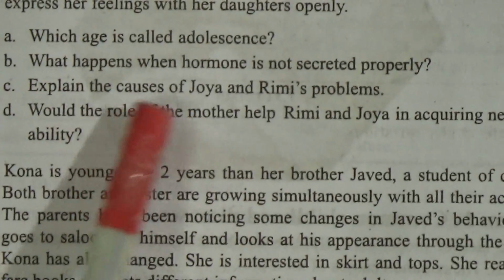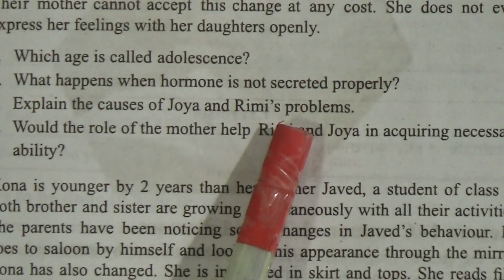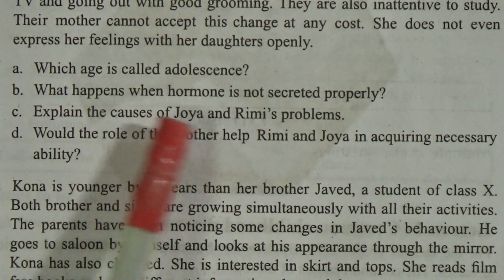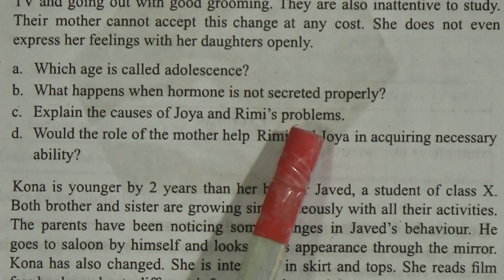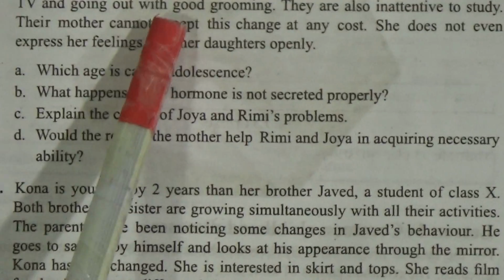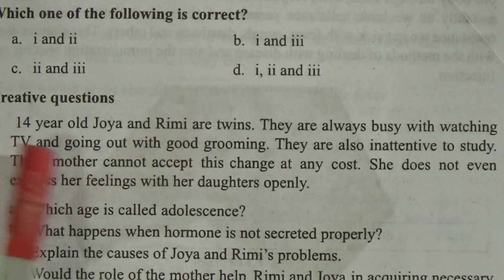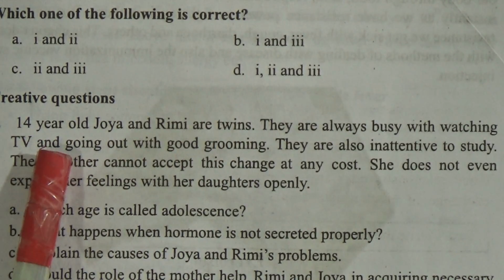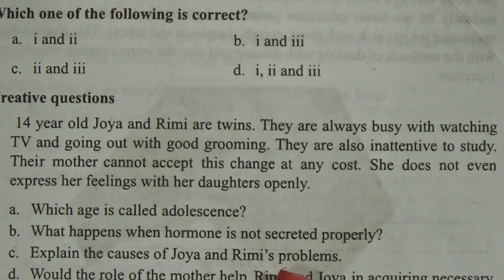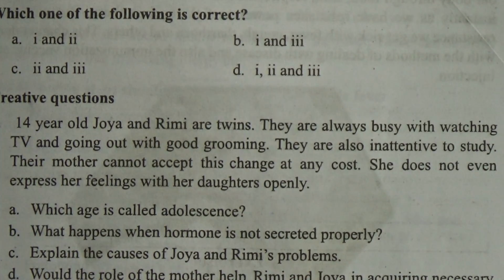Now, question number C. Explain the causes of Joya and Remy's problems. From this theme, we know Remy and Joya are twins and they are about 14 years old. That means they are passing their adolescence or puberty time. So you have to explain the problems of an adolescent like Joya and Remy.